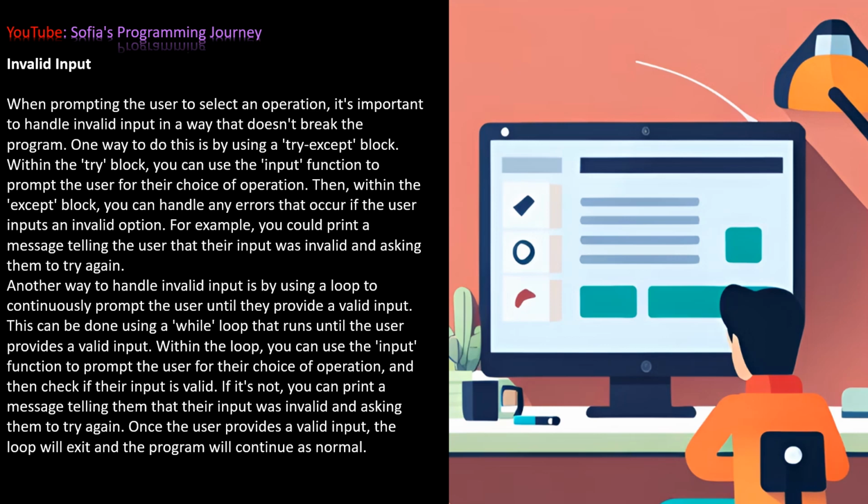Another way to handle invalid input is by using a loop to continuously prompt the user until they provide a valid input. This can be done using a while loop that runs until the user provides a valid input. Within the loop, you can use the input function to prompt the user for their choice of operation, and then check if their input is valid. If it's not, you can print a message telling them that their input was invalid and asking them to try again. Once the user provides a valid input, the loop will exit and the program will continue as normal.